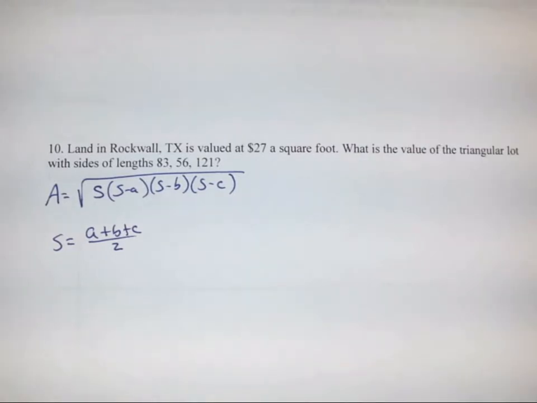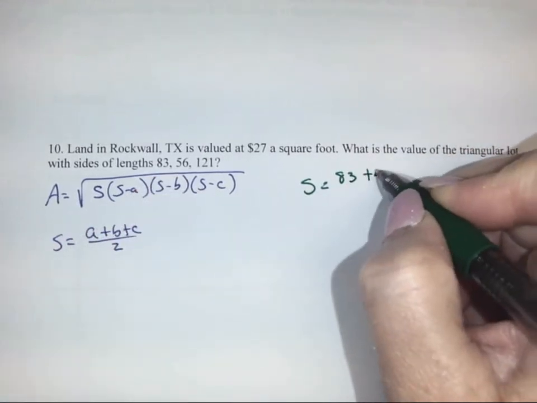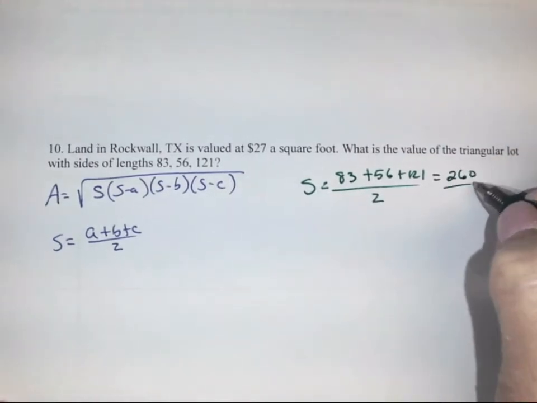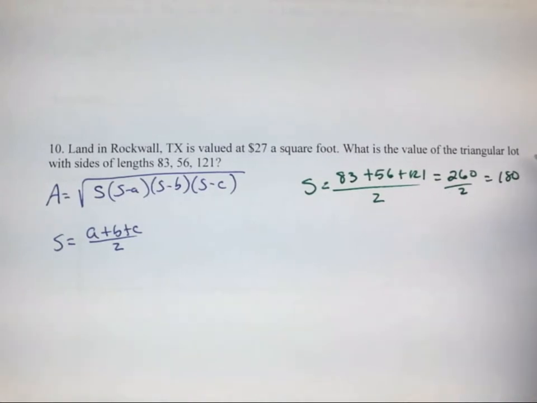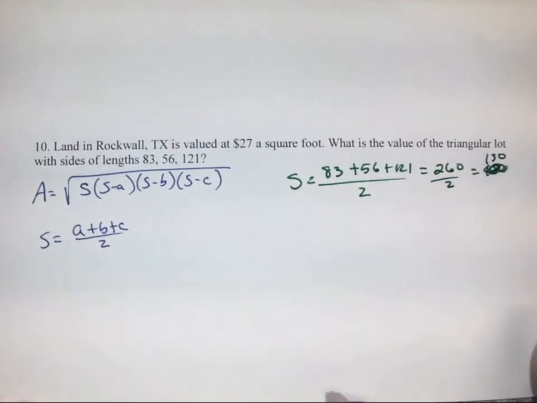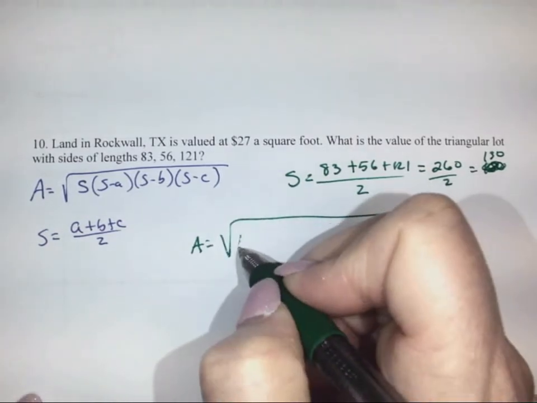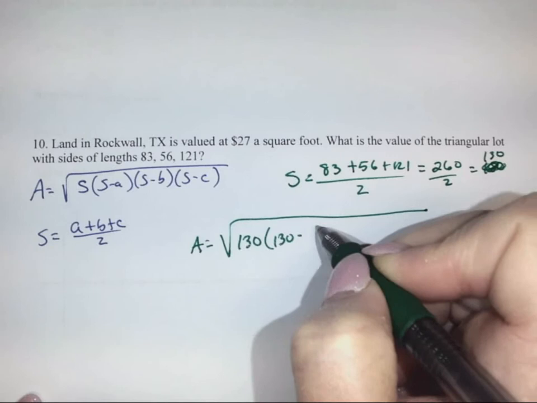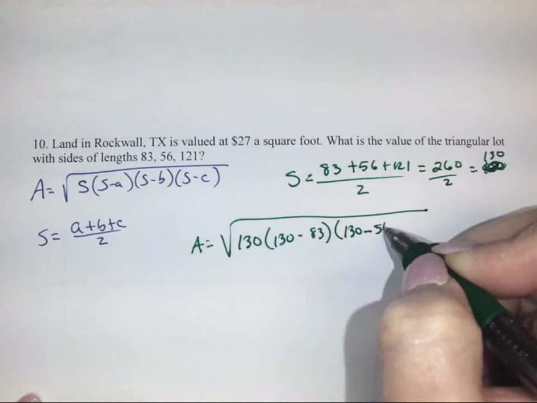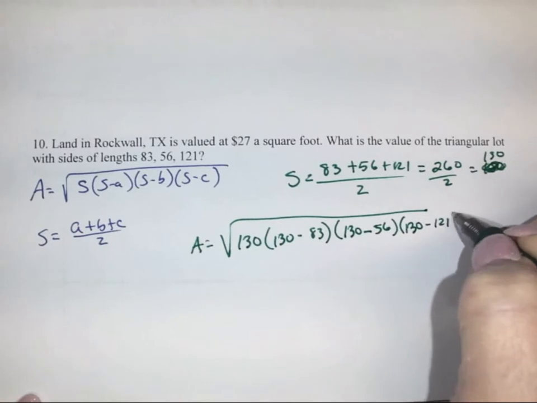All right, so let's go find our S. So S will be equal to the 3 lengths of our sides right here, 83, 56, and 121, and then we'll divide it by 2. It totals out to be 260 divided by 2, which is 130, sorry about that. All right, now our area will be equal to the square root of 130 times 130 minus our 83 times 130 minus our 56 times 130 minus our 121.